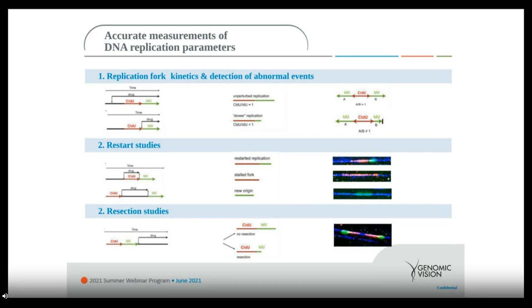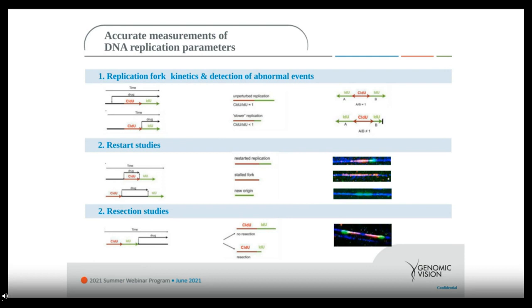In this case, the green is actually smaller than the red, and this is because the effect of the drug is actually of restarting after the washout of the drug. Or the drug will bring to the stalling of the fork, and then you will just visualize the red track alone, or the starting of new origins. So the firing of new origins will be in green.